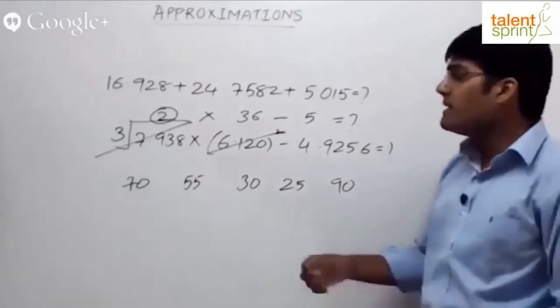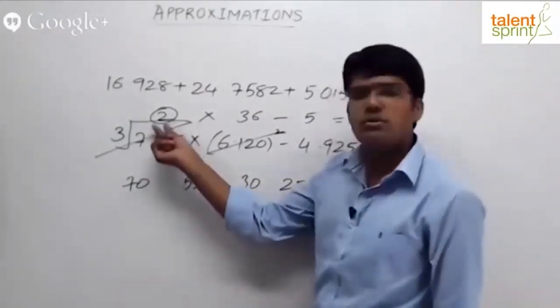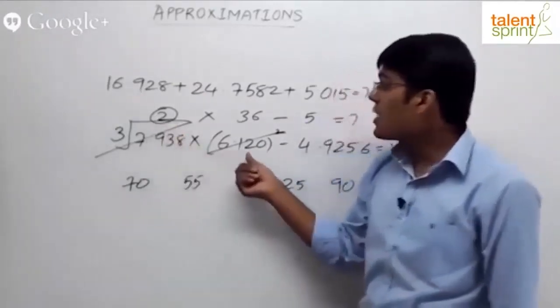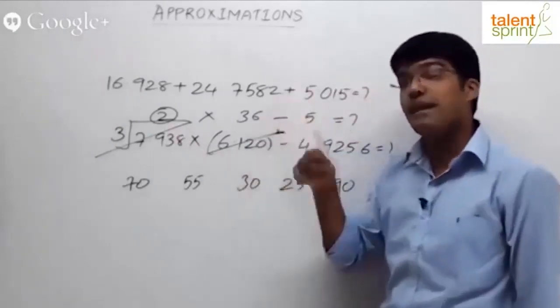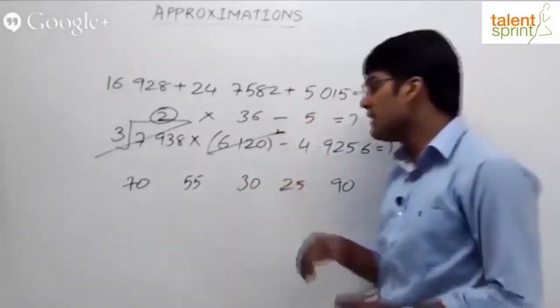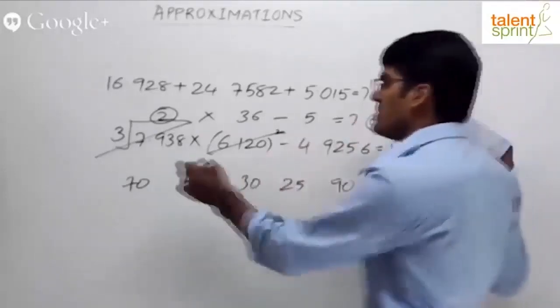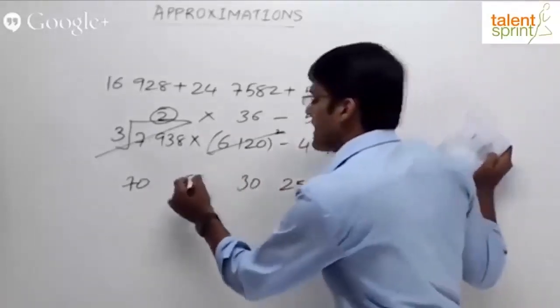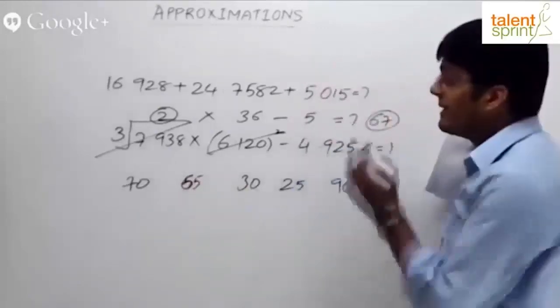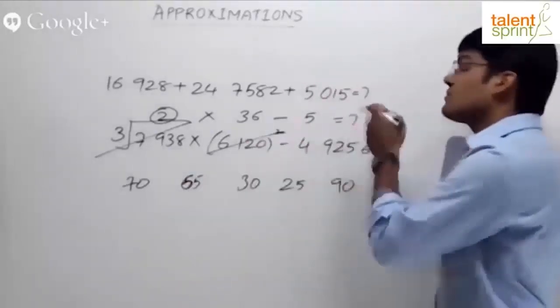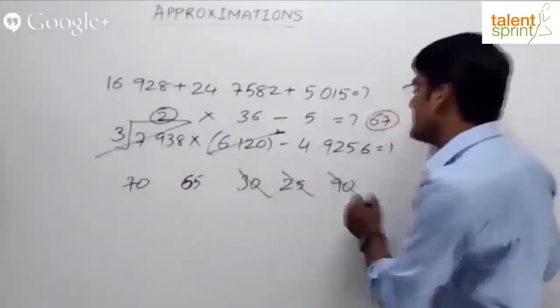Yes, because anyway 7.938 will be very close to 2, slightly less than 2, but 6.12 square will be more than 36. That you need to keep in mind, right? Let's say here if we have got approximately 67, but let's say there's one more option. One option is 70, the other option is 65. In that case, what do you do? 70 is close to 67, 65 is also close to 67. Anyway, 30, 25, 90 are ruled out.